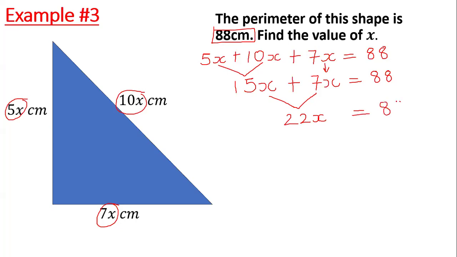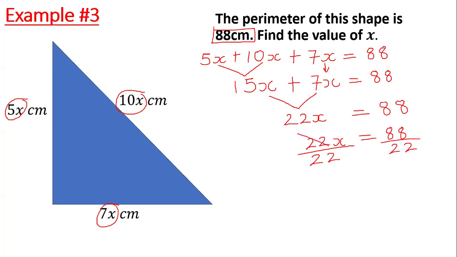Now, class, what are we gonna do at this point? Divide. Divide both sides by what? 22. Very good. Divide both sides by 22. So we have 22x is equal to 88, so we divide both sides by 22.